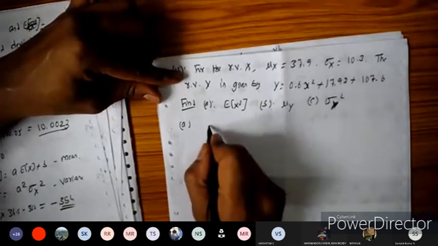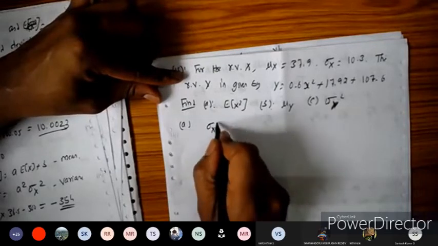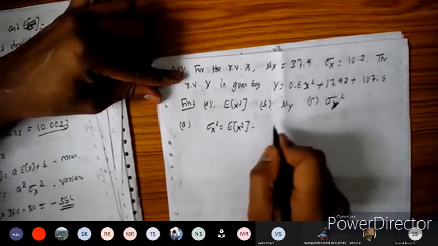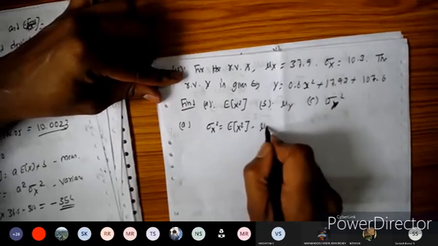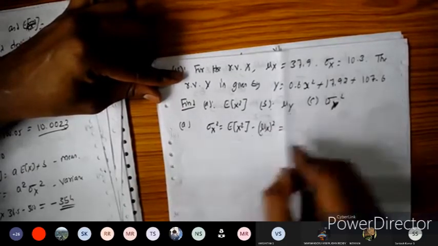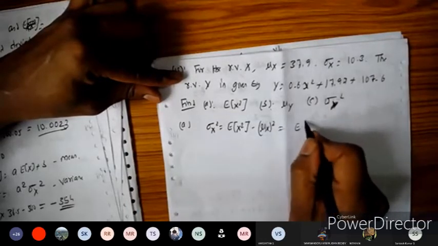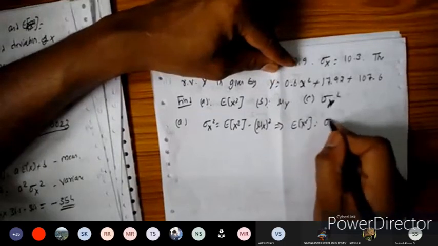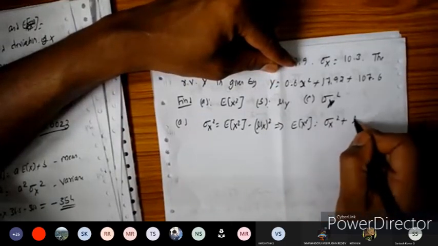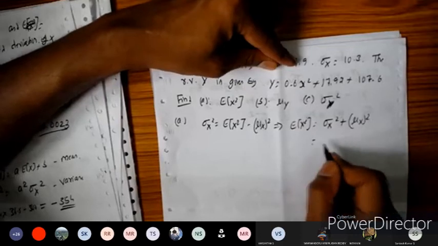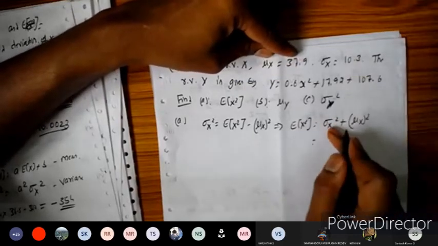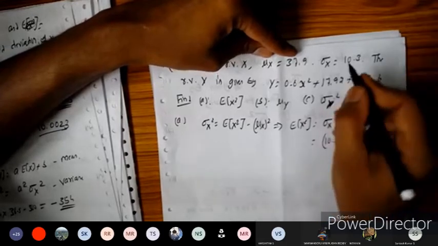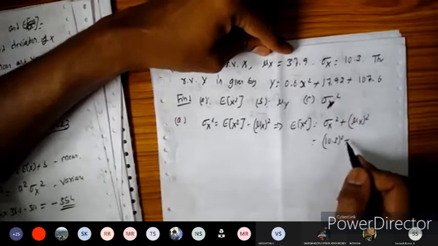So sigma x square is the thing, but expected value of the x square minus, okay, expected value of the x square minus mu x whole square. From this one we have expected value of the x square equal to sigma x square plus mu x whole square. So sigma x is given 10.3, so sigma x square is nothing but 10.3 the whole square. I'm substituting the value of sigma x, that's why I'm taking the square.